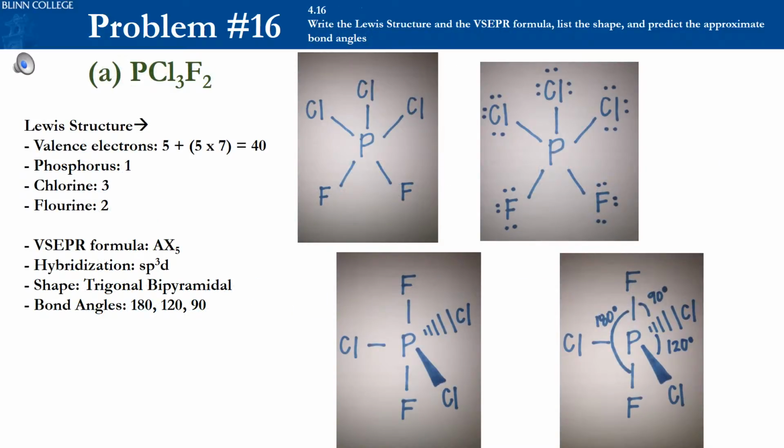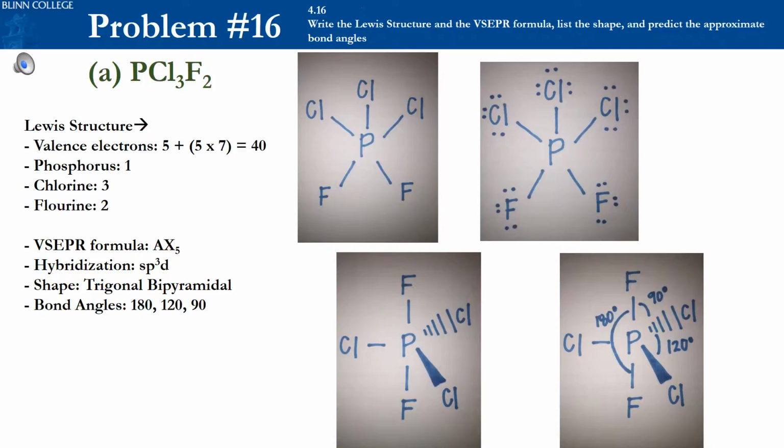Okay, so for problem A, we are going to try and determine the Lewis structure first. To do that, we want to get the total number of valence electrons, which in this case is 40. Then we're going to do the skeletal outline first. To do that, we're going to look at the molecular formula. So we know that P is in the middle. We have 3 chlorines and 2 fluorines.